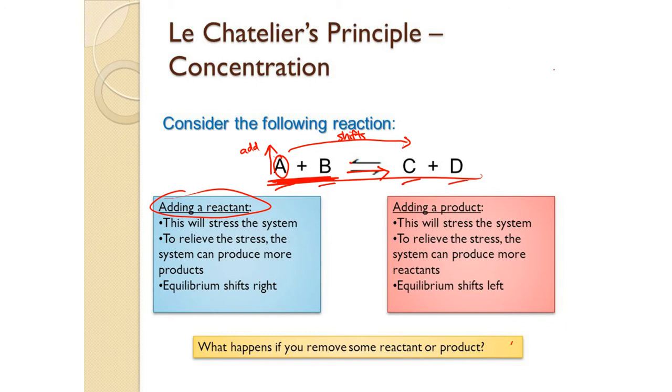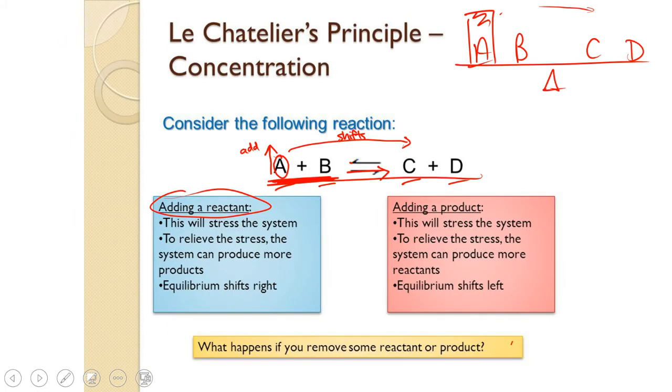So the analogy there is if you're on the teeter-totter and you've got A and B and C and D, if all of a sudden you add more A, you need to send it to the right. And how we do that is by performing the forward reaction. So we're going to use up a little bit of A, use up a little bit of B, and form more C and more D. That's our forward reaction happening at a higher rate, to try and get us back to equilibrium. That would be a shift to the right.